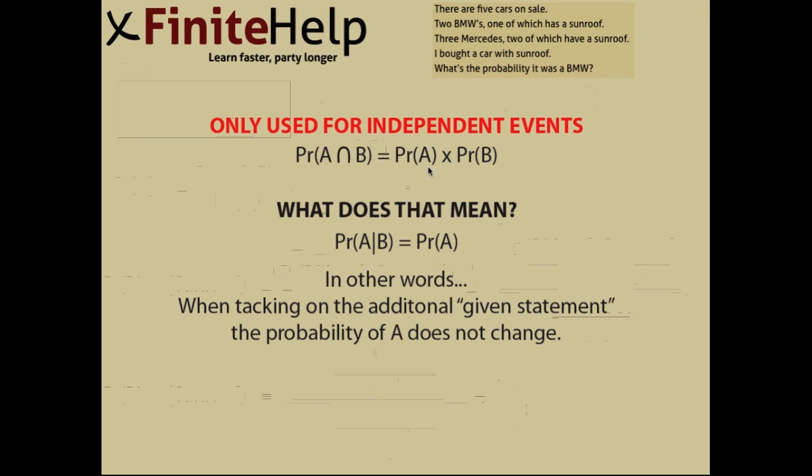That multiplication where people are getting confused is only used for independent events. That's where the probability of A intersect B equals the probability of A times the probability of B. That means that the probability of A given B is just equal to the probability of A. In other words, when you tack on the additional given statement, the probability of A does not change.